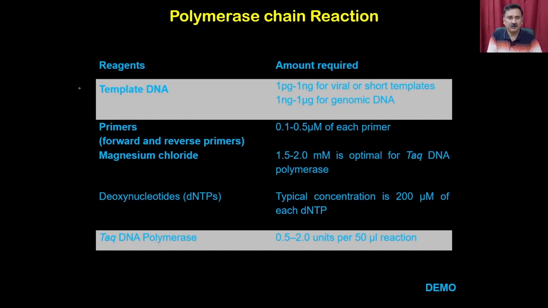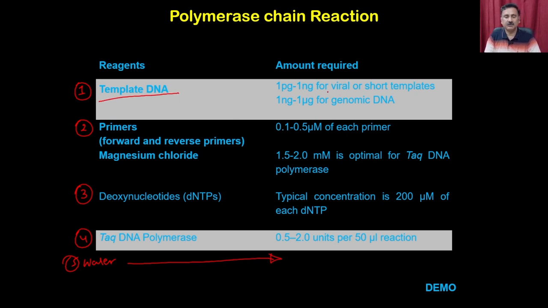As I said, you are going to have multiple components like the template DNA, the primers, the dNTPs, the Taq DNA polymerase, and also the autoclaved water, which you are going to use. For template DNA, the amount depends on the source. For example, if it's a viral or short template, you can use template DNA in the range of picogram to nanogram. But if it is genomic DNA, then you might have to use it in the microgram range.